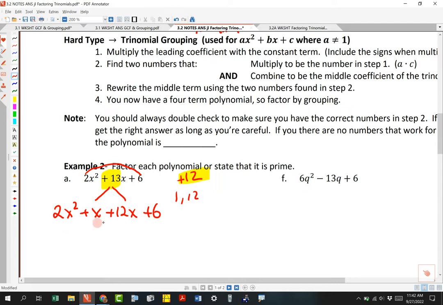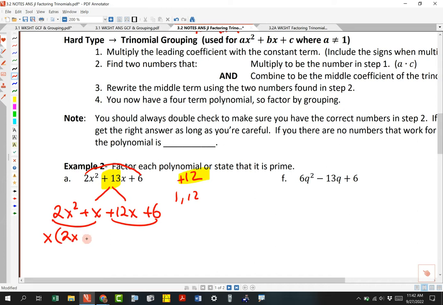Abby, how many terms do I have now? We have 4 terms, okay? Angela, if we've got 4 terms, what did we learn yesterday? What technique do we use? Grouping. So I'm going to group these two together and these two together. So I can take out an x. I'm left with a 2x.